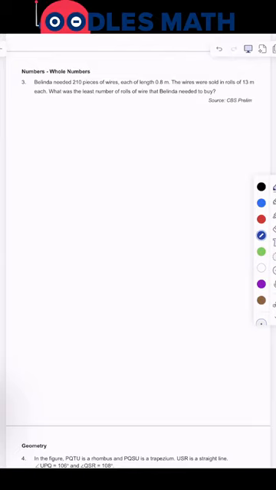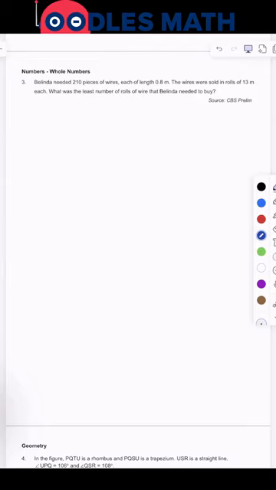Okay, question number 3. Again, another question that is related to whole numbers. Alright, let's read the question together. Now, question 3 reads, Belinda needed 210 pieces of wires. Now, each length is of 0.8 meters. The wires were sold in rows of 13 meters each. So, what was the least number of rows of wire that Belinda needed to buy?